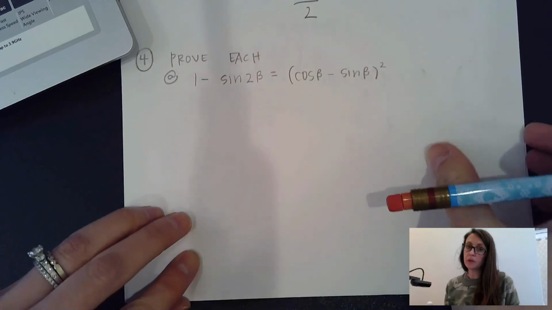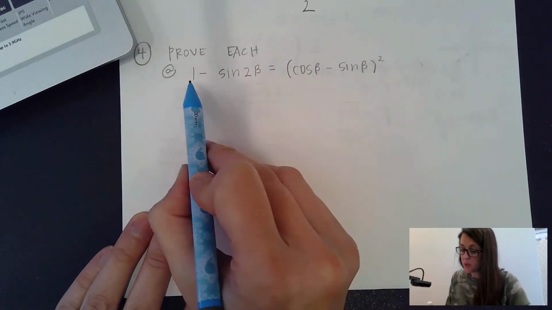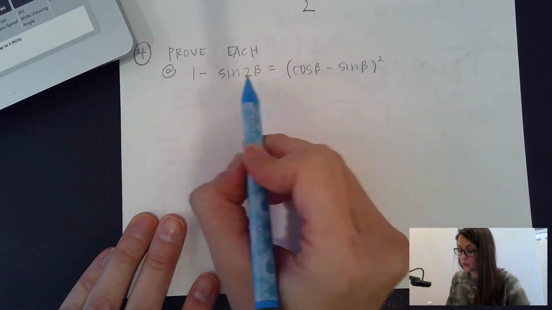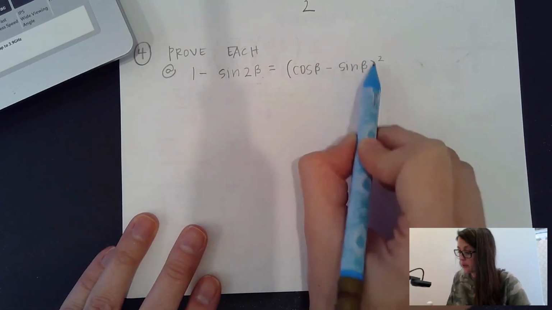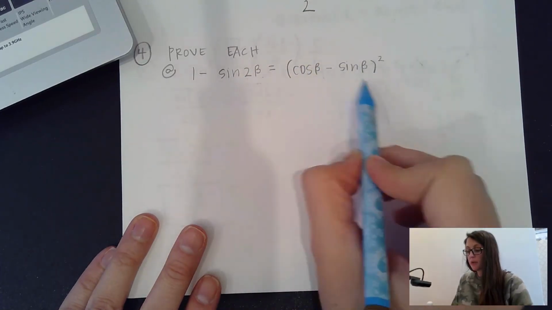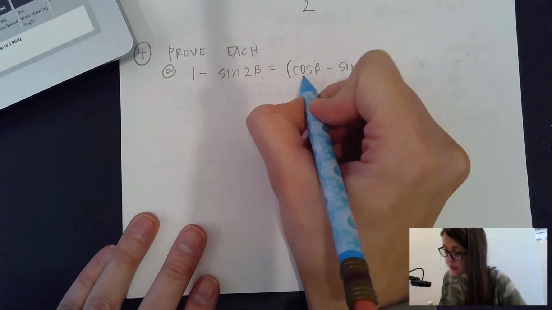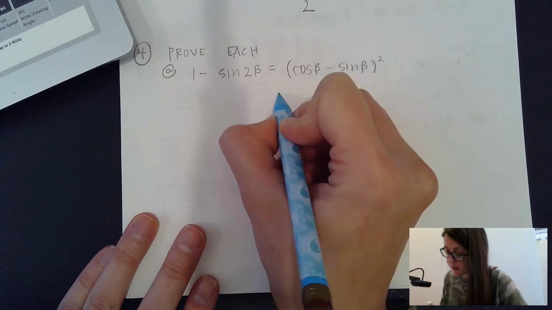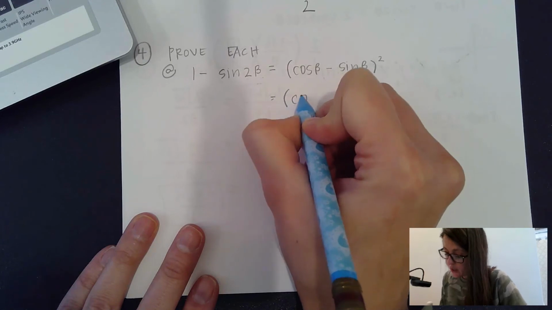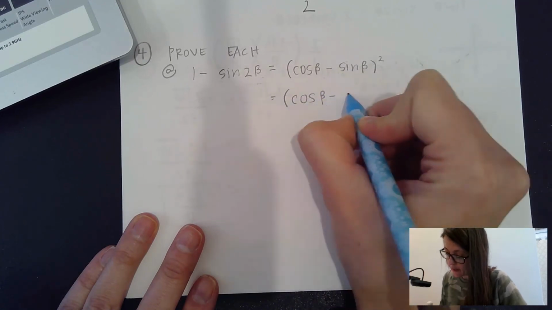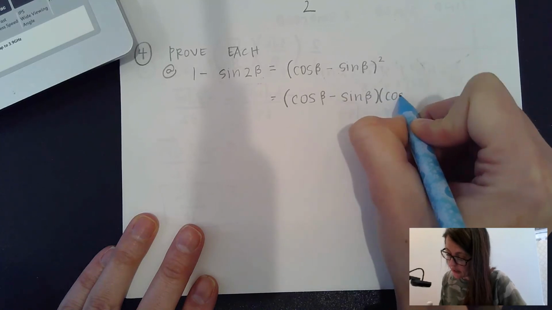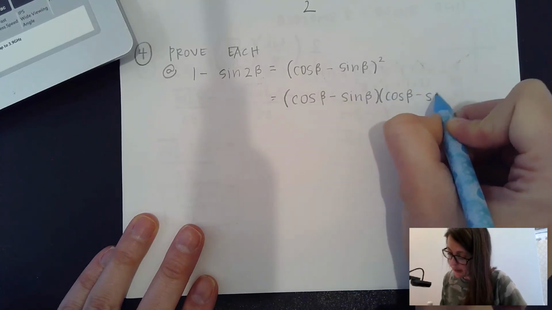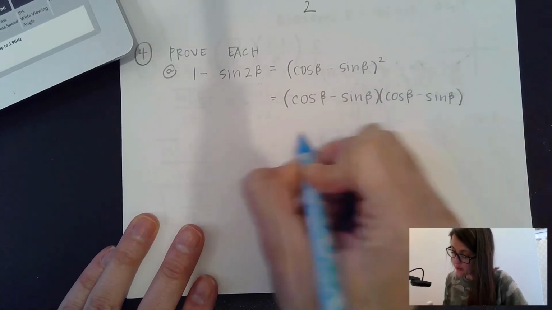All right, let's look at this one. So it says prove cosine b minus sine b, all squared, equals 1 minus sine 2b. So this is a double angle. So we could expand the double angle here, or we could go from the other side. So let's go from the left side to the right side. So cosine of b minus sine of b, all of that squared, is going to be cosine of b minus sine of b times cosine of b minus sine of b. So the same thing twice, right?